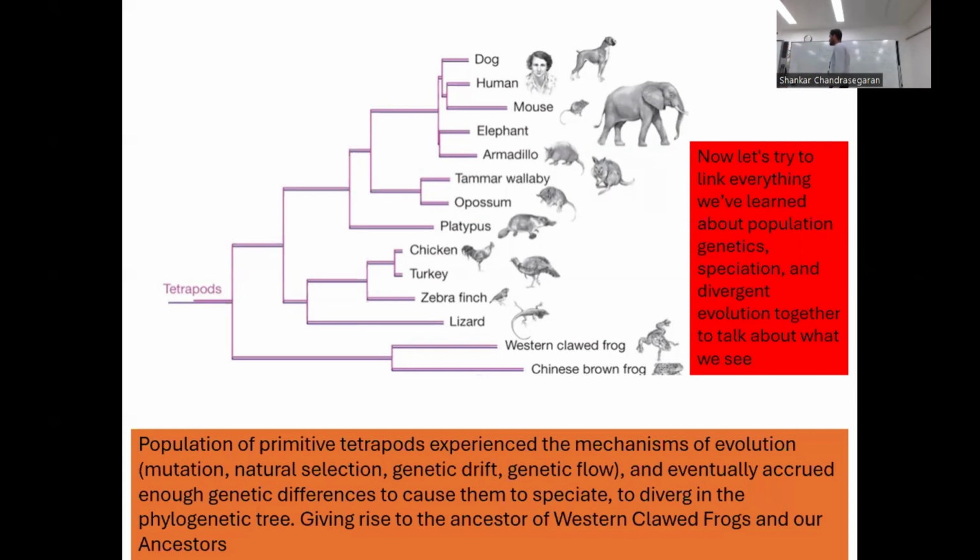to speciate, to diverge in the phylogenetic tree, and that gave rise to the ancestor of Western clawed frogs and our ancestors. So basically, when it diverged, we can see that it formed into two different lineages. So that is the lineage for a common ancestor for Western clawed frogs and Chinese brown frogs, and also for us and every other species on this part of the phylogenetic tree. So that is being able to relate everything we learned so far into a huge picture.